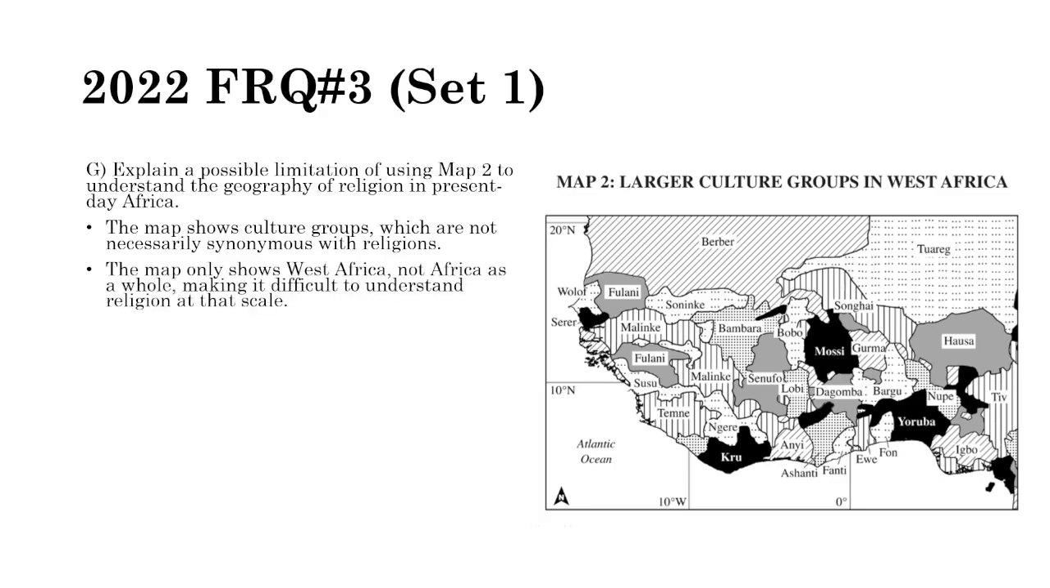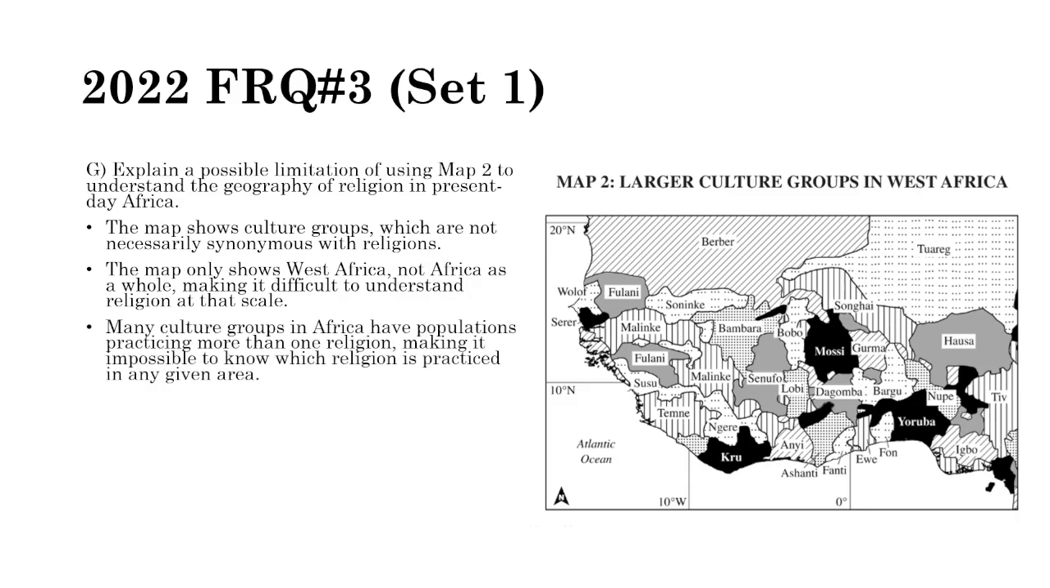You could also say the map only shows West Africa, not Africa as a whole. If you read the question, it says present-day Africa. So it's difficult to understand what's happening with religion at a continental scale when we have only data from a regional scale. There are many cultural groups in Africa that have populations and individuals practicing different religions. So it's impossible to know which religion is practiced in a given area. There might be cultural groups that practice different religions. In the United States, the American nation has so many different religions here. We can't just categorize the United States as, okay, this is a Baptist country. This is a Catholic country.